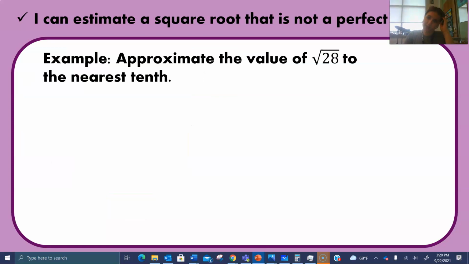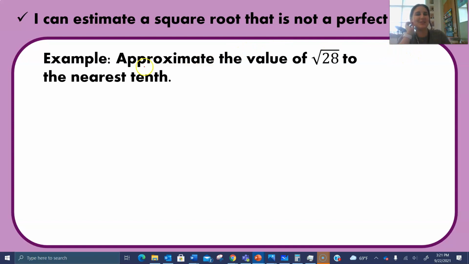So let's try this one together. Approximate the value of the square root of 28 to the nearest tenth. And before we do this one, if you're listening to this right now and you're paying attention, I want you to come up and find Miss Ewell, me, and ask for a sticker. And I'll give you a sticker.